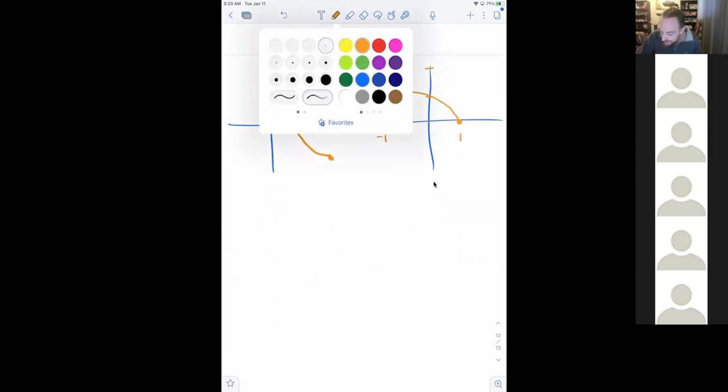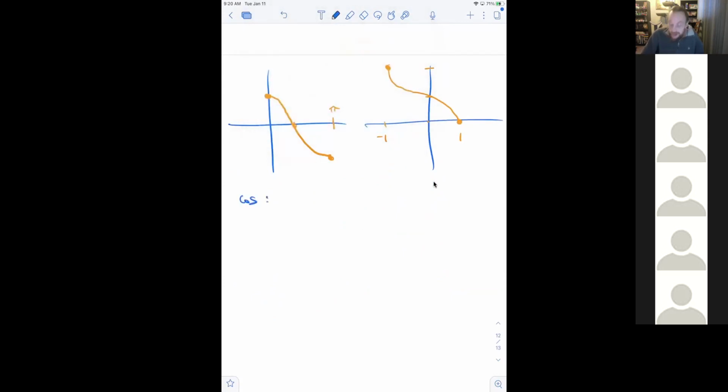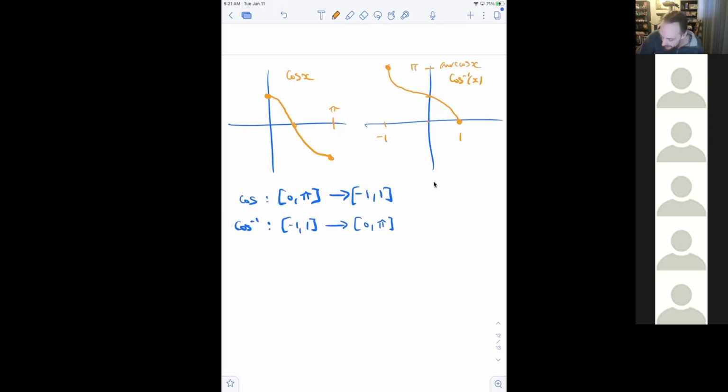So what are we going to get? Algebraically, this says cos goes from now the interval 0 to pi into -1 to 1. And so cos inverse should be going from -1 to 1 into 0 to pi. So I didn't label them. This is cos x, and this is cos inverse, or arc cos. This is pi/2. This is pi. So they're slightly different domains.